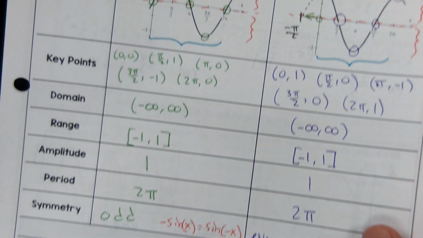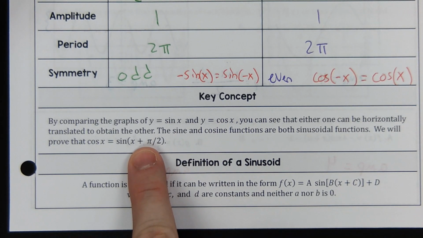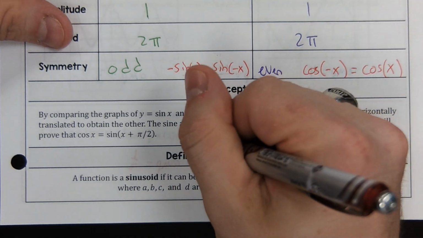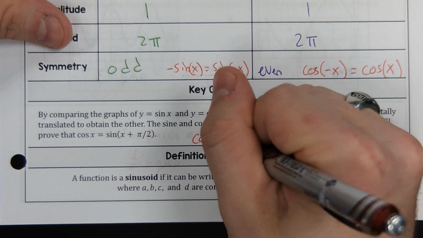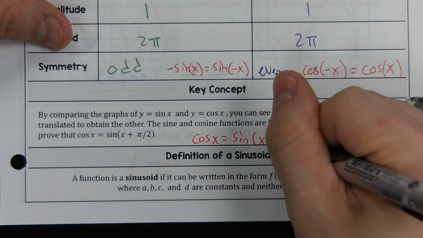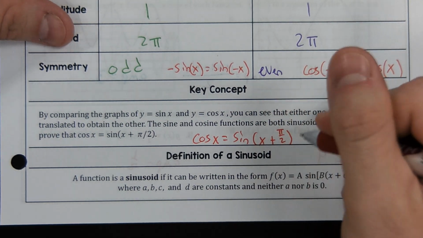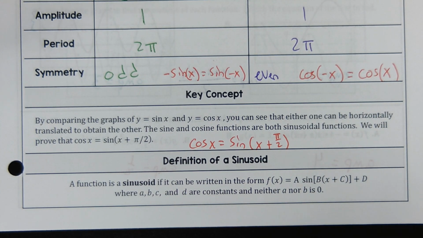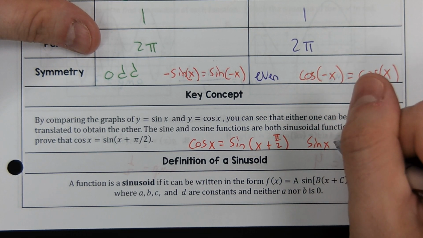I want to come back to the front. I don't want to write that junk down. Oh, it's already written, right? So we know that this is true, that the cosine wave is the sine wave simply shifted left pi over 2. But why stop there? Why not make a rule for sine of x in terms of cosine of x?